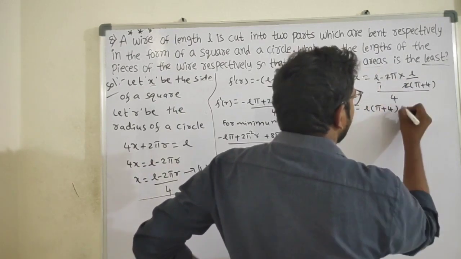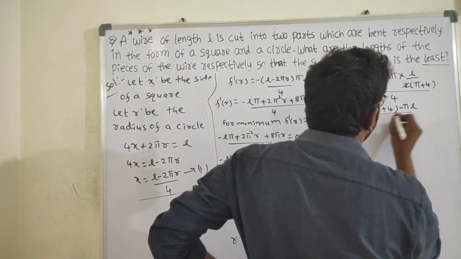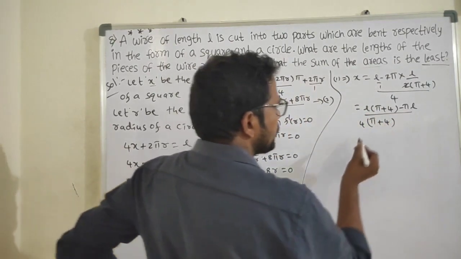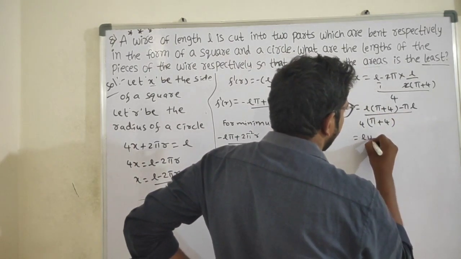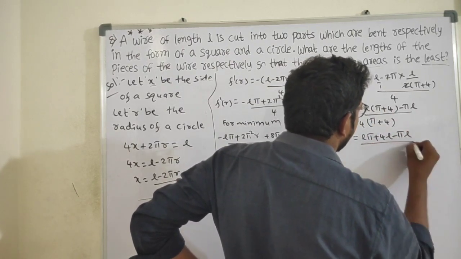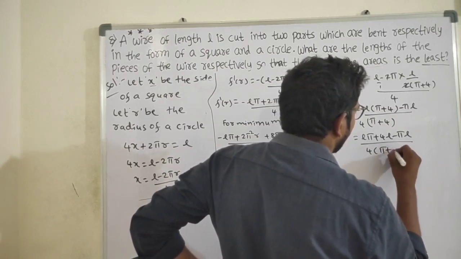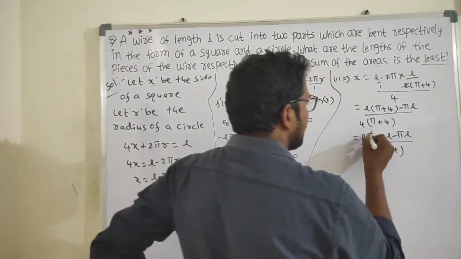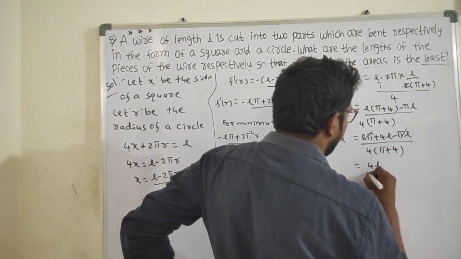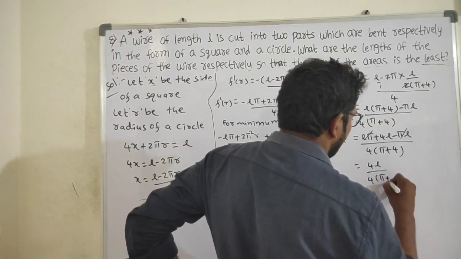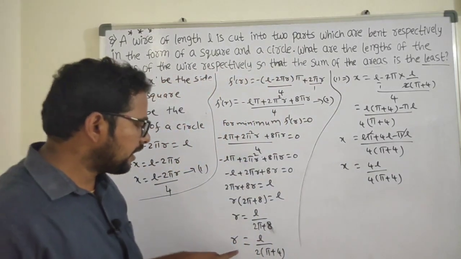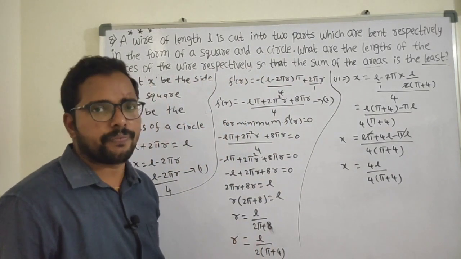L into pi plus 4 minus pi L, by pi plus 4, all over 4 into pi plus 4. So L pi plus 4 L minus pi L divided by 4 into pi plus 4. L pi cancels. So what is x equal to? X is equal to 4 L by 4 into pi plus 4. And what is r? R is equal to L by 2 into pi plus 4.